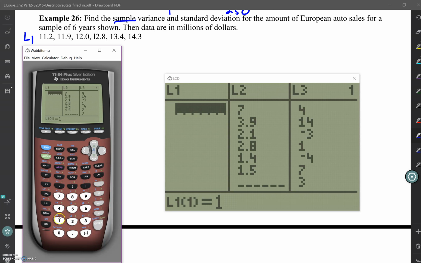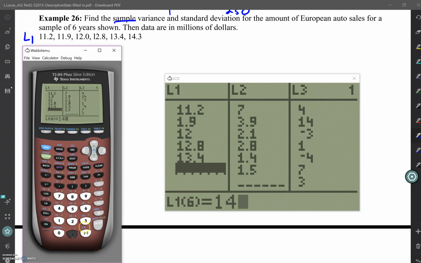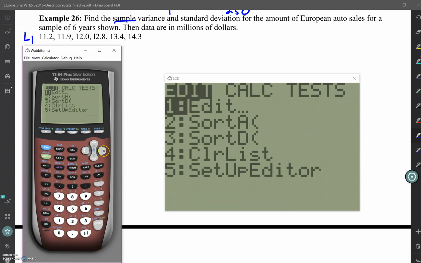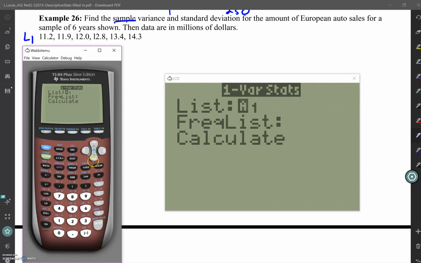So we got 11.2. 11.12. And since we're only dealing with one list of data, if yours is set up like mine, you'll leave frequency blank. We don't want to put anything in there.